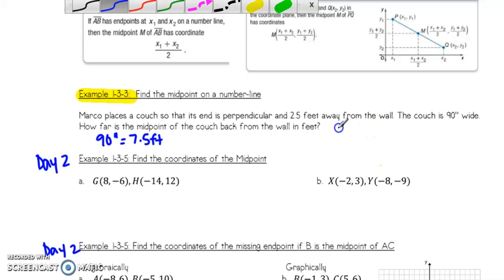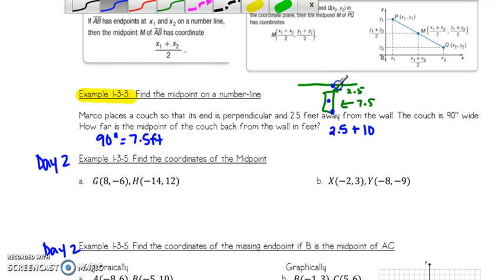Okay, so we are going to take our 2.5 plus our... so I drew a little visual here. Here's our wall, here's our couch. We're 2.5 feet away, and then our couch is 7.5 feet long. So that would make our total length all the way to this point 10, because 2.5 plus 7.5, we are 10 feet away from the wall.